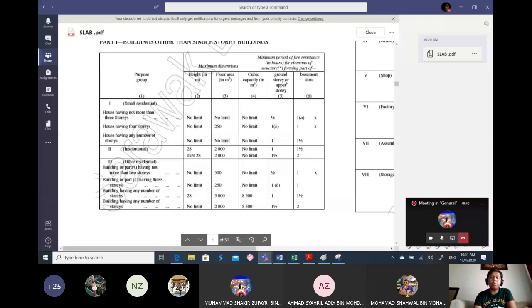Okay, ground story or upper story, satu follow daripada 1B lah. Biasanya 1 jam. Ni 1 jam, house having any numbers of story, 1 jam. Ini 1.5 jam, building or part having not more than 2 story. Ada residential. Kalau institutional ni macam university dan sebagainya lah. Dia siap ada capacity detail dan sebagainya. Very detail, okay. So you may follow the standard.